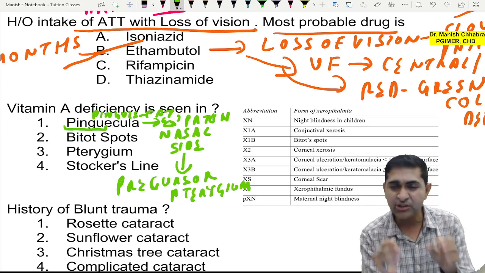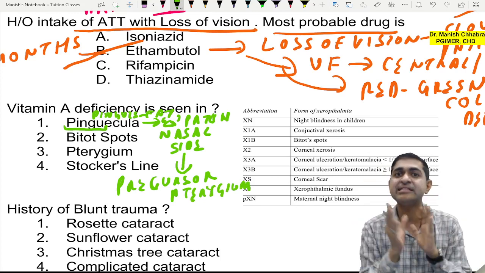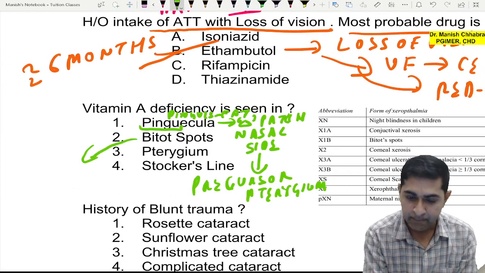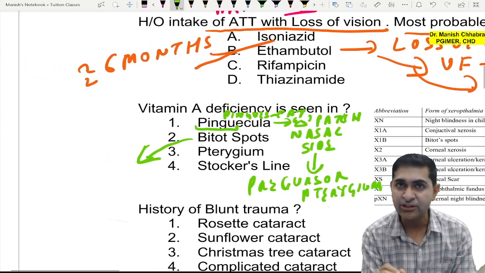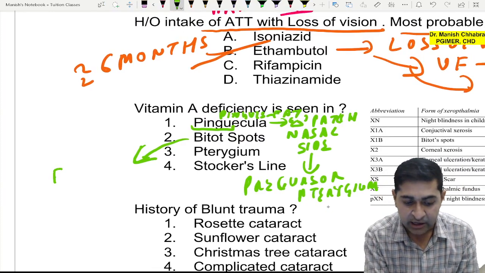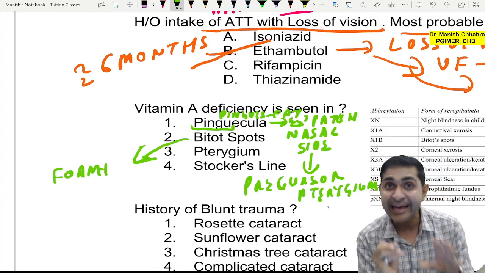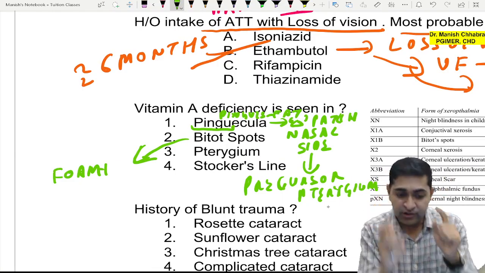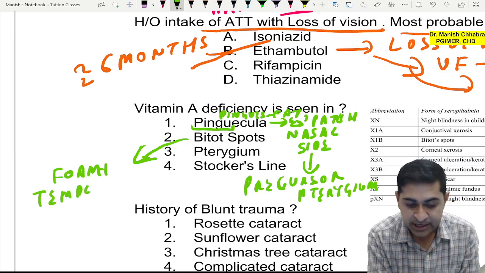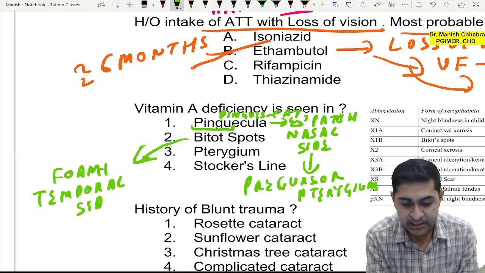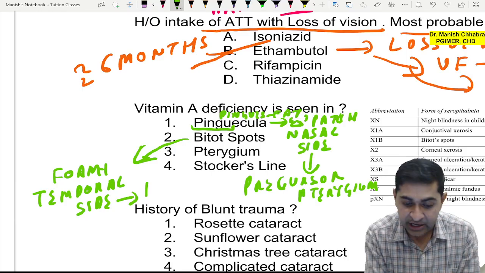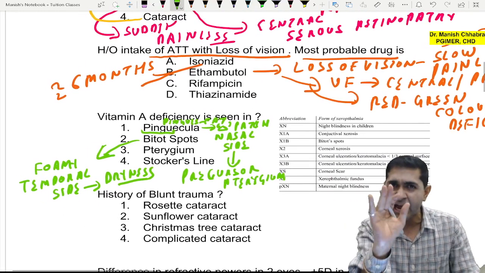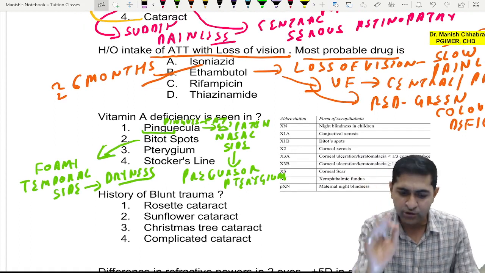Okay, all right, so this is a small bump on the nasal conjunctiva. Now, what are Bitot spots? Bitot spots are foamy areas, with a foamy appearance, present on the temporal side, and they depict an area of dryness. Wait, I'm going to show you Bitot spots.